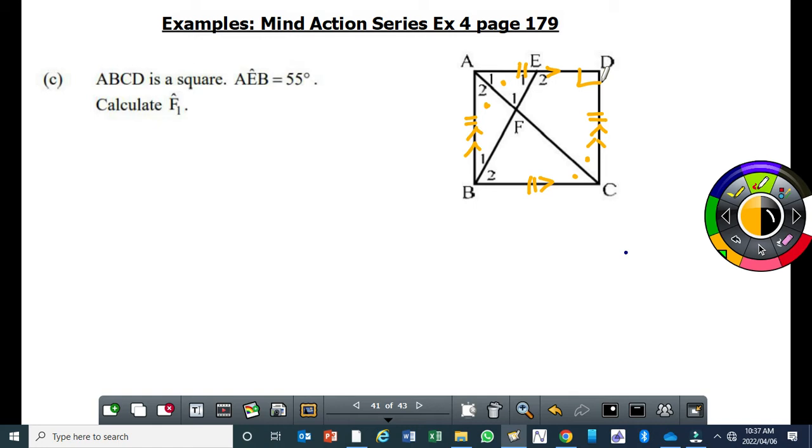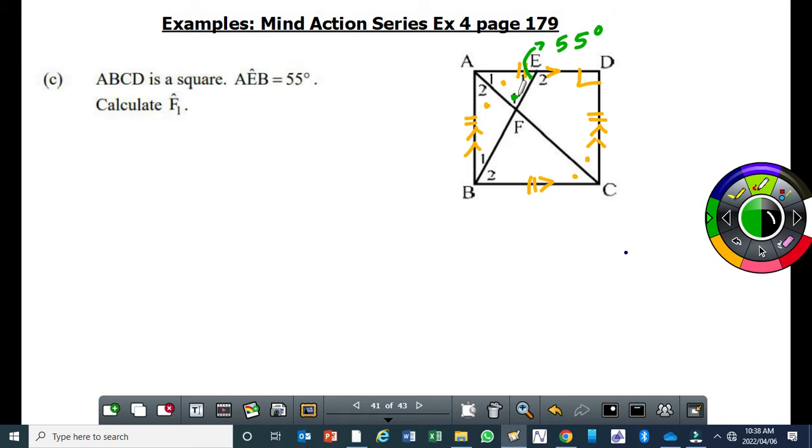So we have got AEB is 45. So this angle here, that angle there, so it's 55 rather. It's 55 degrees. That angle is 55. So it says calculate F1. Right? So F1 is this angle here. That's F1. Okay? We've got F1 here.